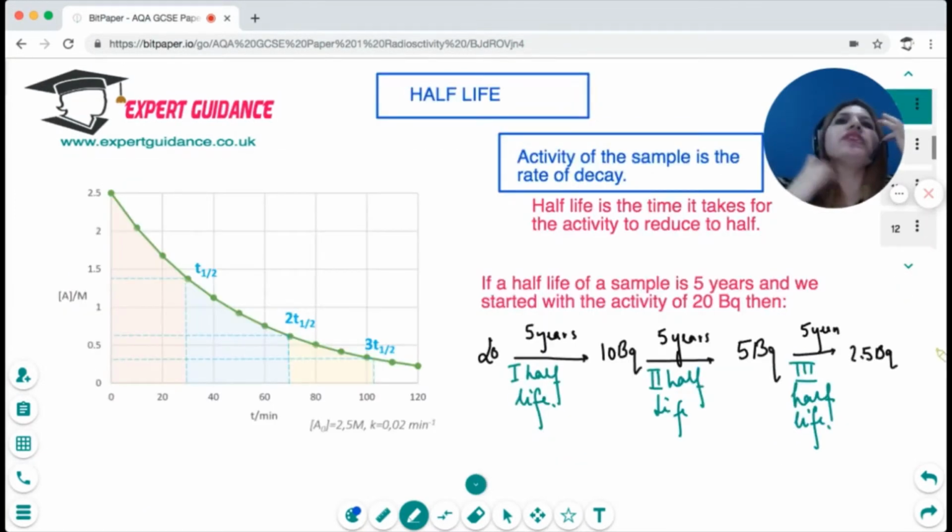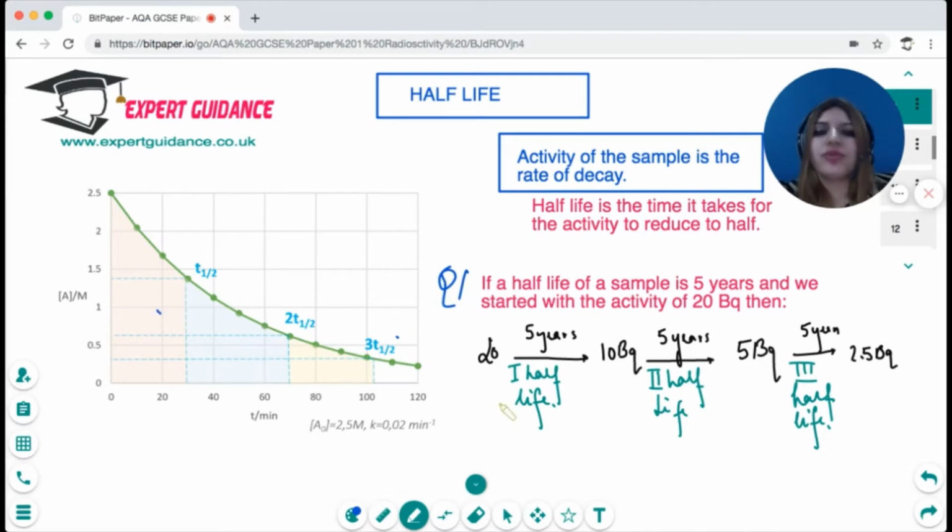Now every radioactive element shows decay. The number of decays per second is called the activity. So the activity of a sample is the rate of decay. The time it takes for the activity to become half is known as the half-life. Now, you can get a question numerically as well as graphically in the exam.